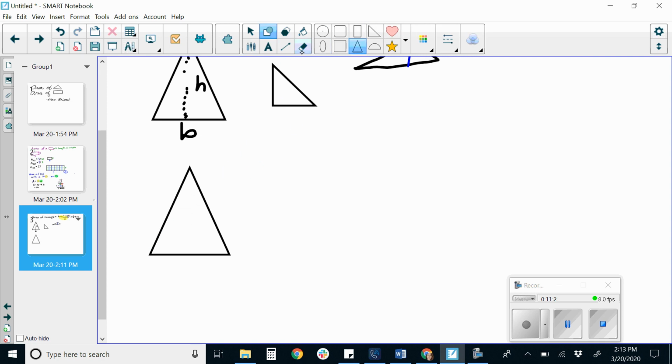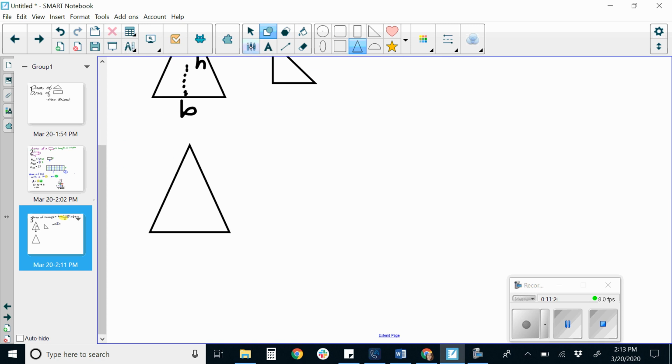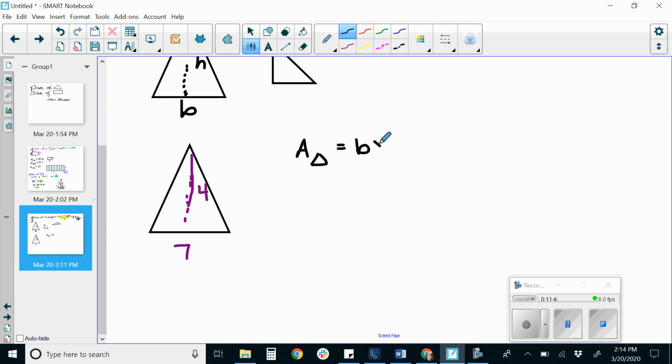So let's try one. All right, so here's a triangle. We're going to say that the height is 4. We're going to say the base is 7. So if we're going to find the area of this triangle, the area of a triangle is base times height divided by 2. So our base is down here. Our height is here. So we're going to rewrite the formula. Area of a triangle equals base times height divided by 2.